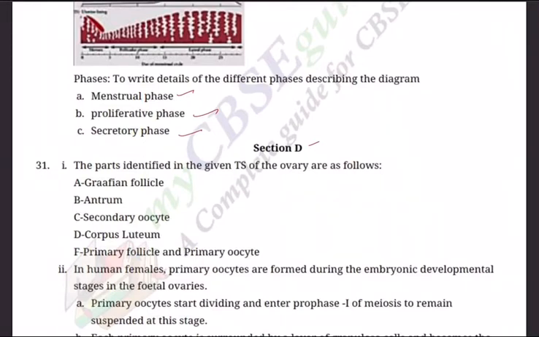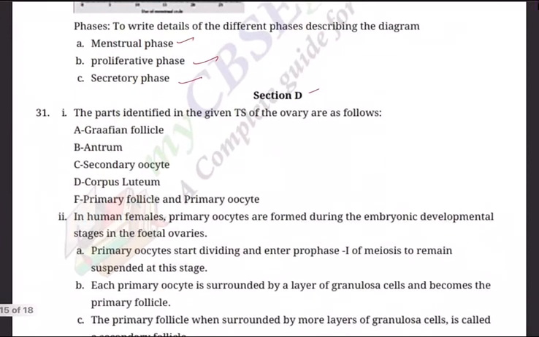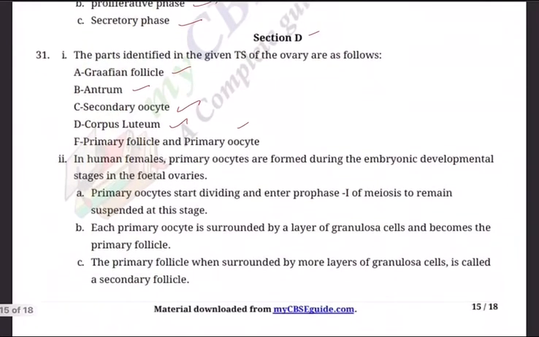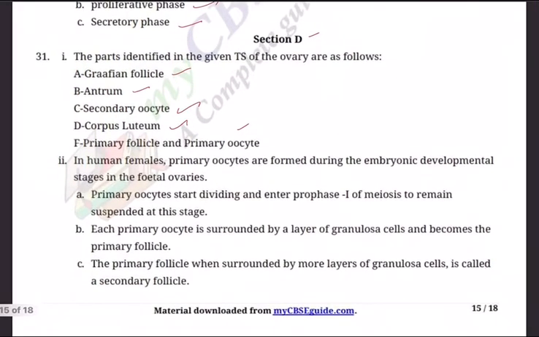Question 31. Given below is the TS of human ovary. Identify the following in the diagram: corpus luteum, secondary oocyte, antrum, primary follicle and primary oocyte. So there is a diagram, TS of ovary. One has to identify what is A, B, C, D, E, F. So A is Graafian follicle, B is antrum, C is secondary oocyte, D is corpus luteum, and F is primary follicle and primary oocyte.